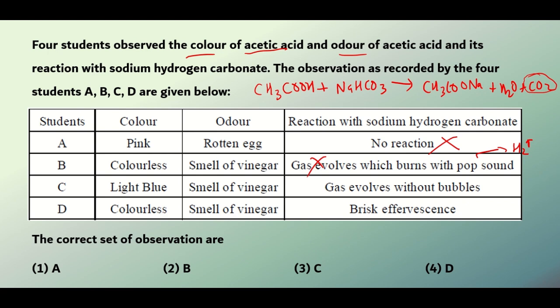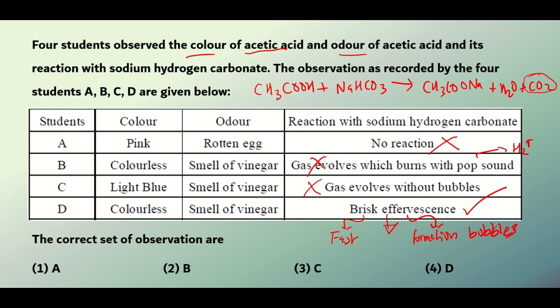C says that gas evolves without bubbles. Now this is also incorrect because CO2 forms bubbles when it is formed in a reaction. Option D is correct. Brisk effervescence. Now this term can be broken down into two parts. Brisk means fast, meaning the reaction will be fast, and effervescence is the formation of fizz or bubbles. This can be experienced in cold drinks, fizzy drinks, where carbon dioxide is present. So brisk effervescence is a fast reaction where bubbles are formed.